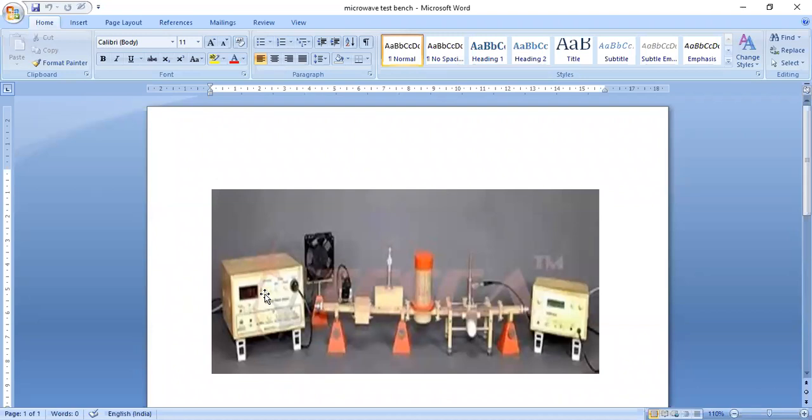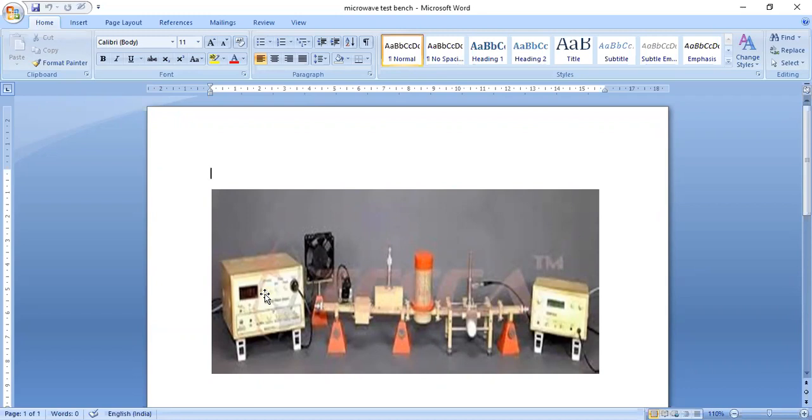Once the beam current is between 15 to 20 milliamperes, now adjust the repeller voltage. See the output in the CRO, whether you are getting a perfect square wave or not. Till you get a perfect square wave, adjust your repeller voltage. So what you have to do? You have two knobs: one is beam voltage, another one is repeller voltage.